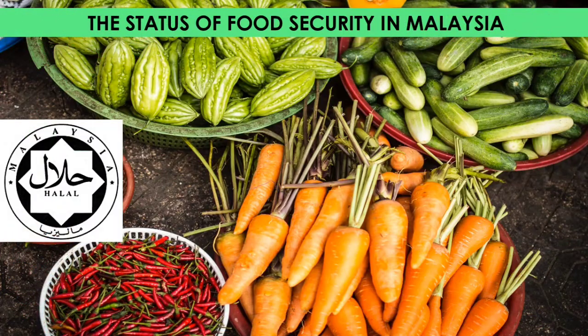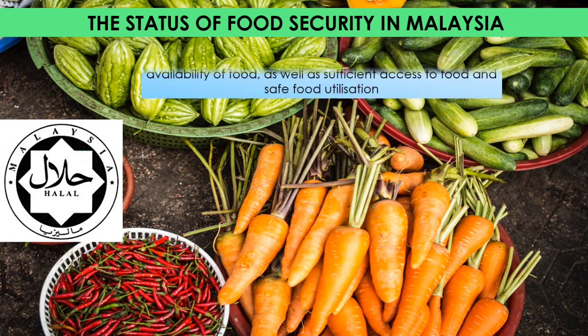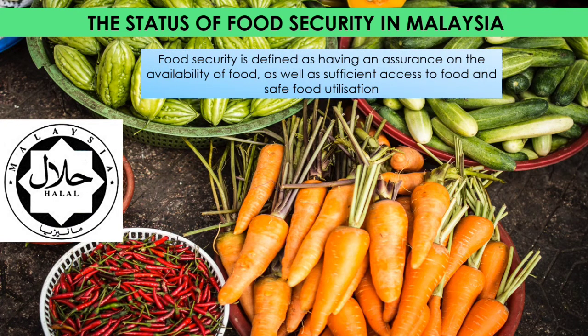Okay, next we discuss about the status of food security in Malaysia. Food security is defined as having an assurance on the availability of food as well as sufficient access to food and safe food utilization.